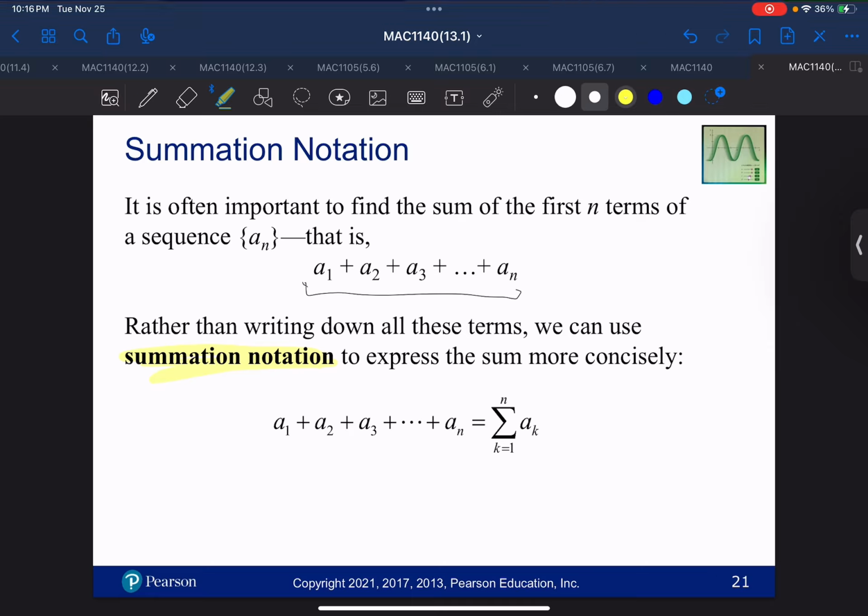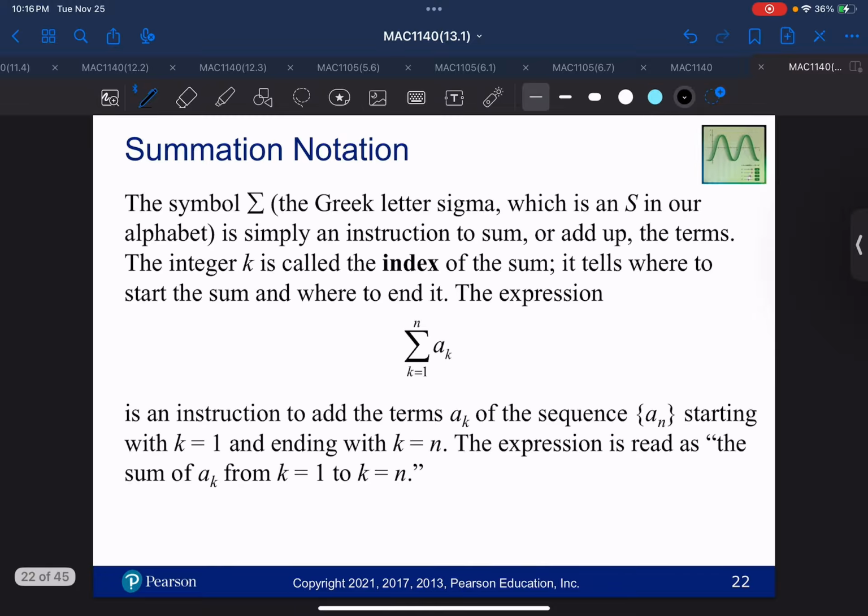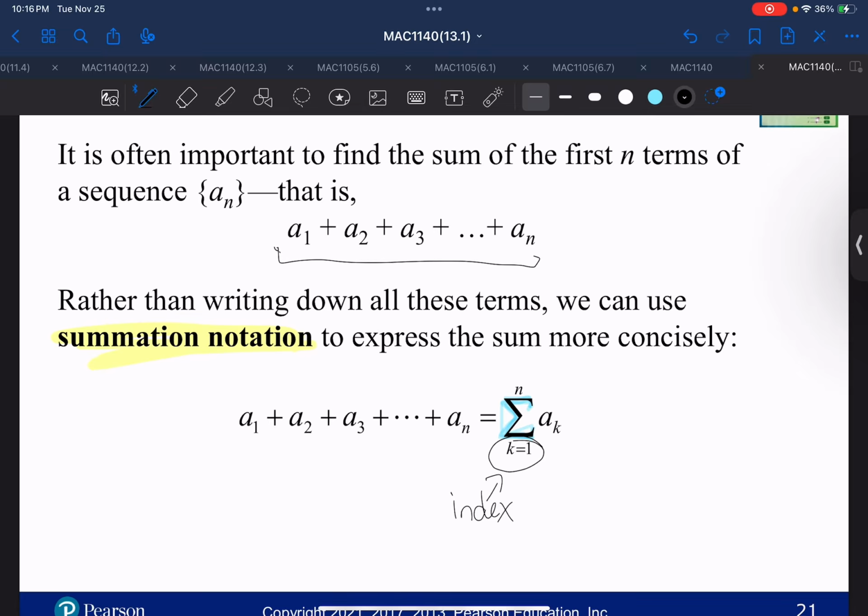So this symbol here means the sum. It's a little Greek symbol that looks like an E, kind of. So that is the summation symbol. The thing below it where it says k equals 1, this is called the index, the starting point. That's what we start with.